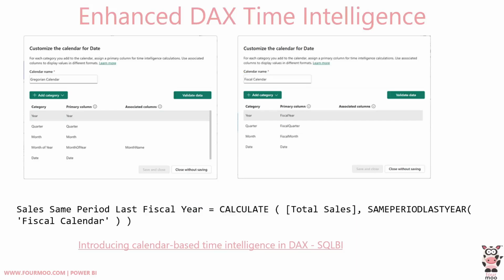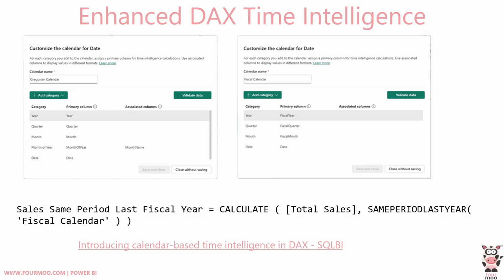Then the enhanced DAX time intelligence is another great feature that they've now brought in. On the left-hand side I've got a Gregorian calendar, which I would call a standard calendar, which just follows your January to December kind of calendar. The right-hand side is a fiscal calendar, where finance typically like to do things differently. They have a different month that they start on, and different countries have different months.